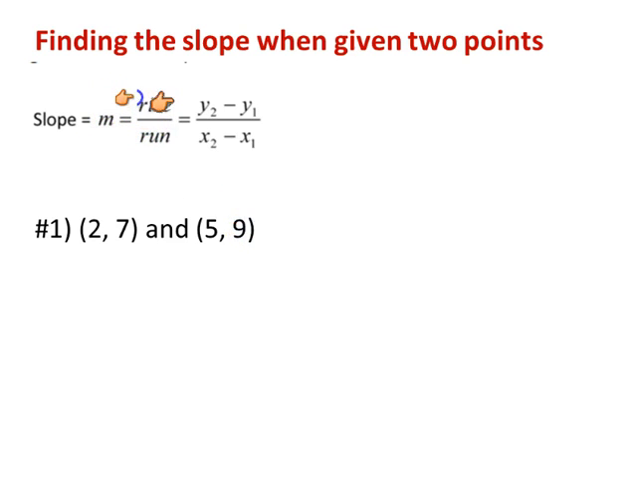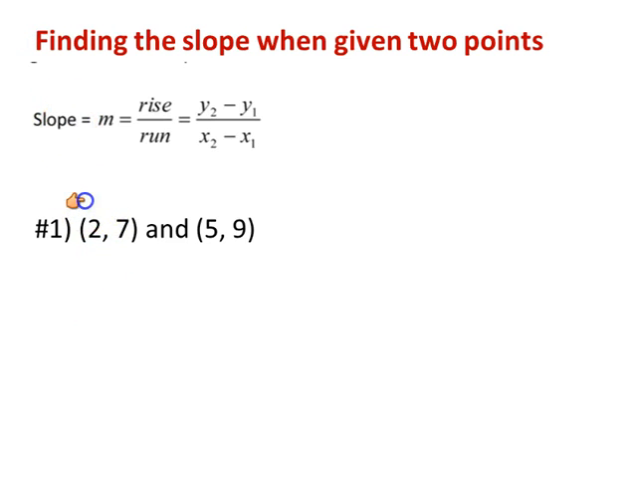So rise, remember, is the change in your y coordinates. So what you're going to do is take your second y coordinate and subtract the first y coordinate from it. And then you're going to divide it by the run, or the horizontal change. So you're going to take your second x coordinate and subtract your first x coordinate. So this is how we find the slope when we're given 2 points.